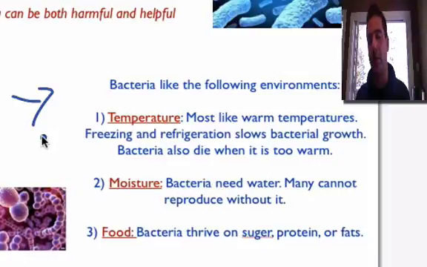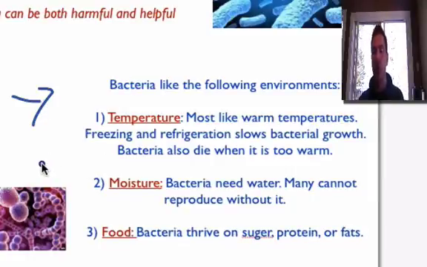So if we take a look over here, bacteria like the following environments. Sorry, that arrow is awful, my bad. But they like 3 things. Temperature. Most of them like warm temperature. So if we freeze or we refrigerate things, that's going to slow bacteria. If you think of an example, I would not leave my food out on the counter if I want to cook a steak or chicken breast or something like that. I'm not just going to leave it on the counter all day.